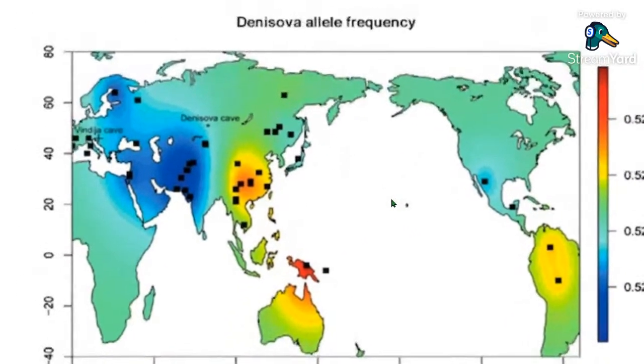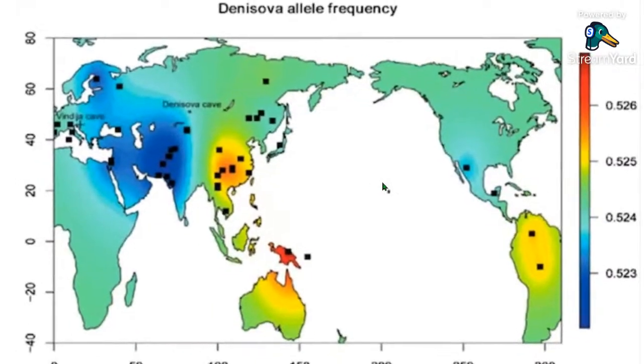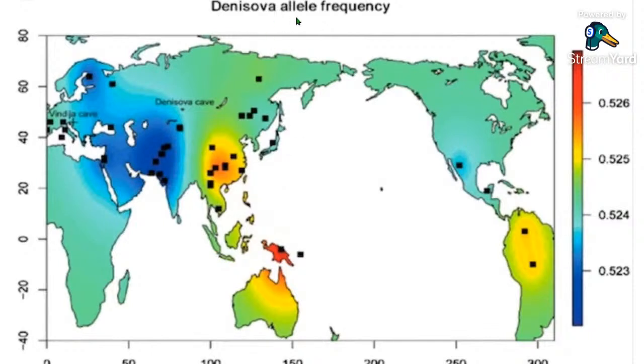Okay, this is a great map here because it shows a couple of things. This is the strictly Denisovan allele frequency. In other words, people that have DNA similar to Denisovan is highlighted here as to the percentage, of course, with the hot and the cold being outlined.